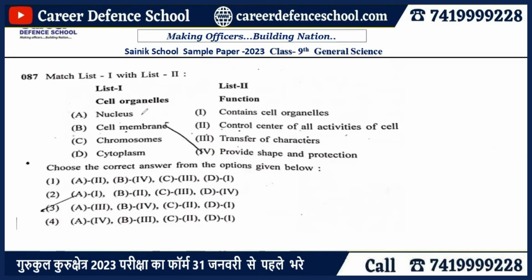तो A लिस्ट में जो दे रखा है तो हम इसमें सबसे पहले देखते हैं. तो first of all nucleus के बारे में बात करते हैं. Nucleus is responsible for, बताइए, nucleus is control center of all activities of the cell. एक सेकंड, ठीक है. Next, cell membrane provides shape and protection. तो B का क्या होगा? 4. Chromosomes transfer of characteristics, characters मतलब C का 3rd हो गया. ठीक है.